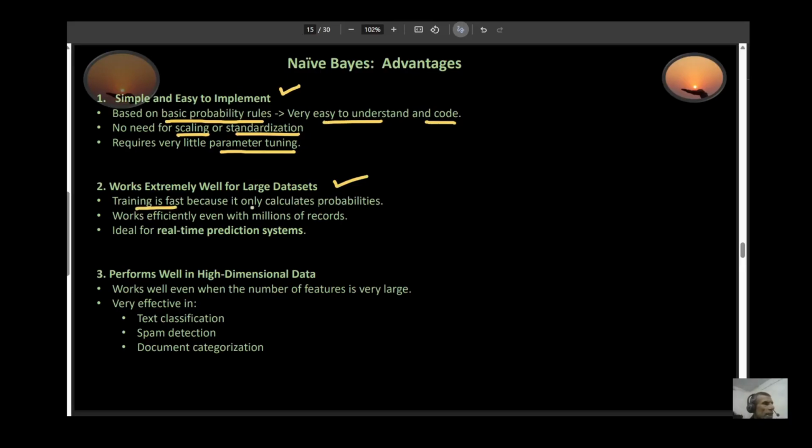Second, it works extremely well for large data sets. Here, your training is fast because it only calculates probabilities. It works efficiently even when you have millions of records, a large number of records. And this makes it perfectly ideal for real-time predictions where you need predictions really quick. And the third, it performs pretty well in high dimensional data. So it works well when you have a large number of features. For example, in text, you have a large number of words, such as in spam detection and document categorization. In these types of scenarios, the number of dimensions is very large because you have a large number of words. So it works pretty well in these types of cases.